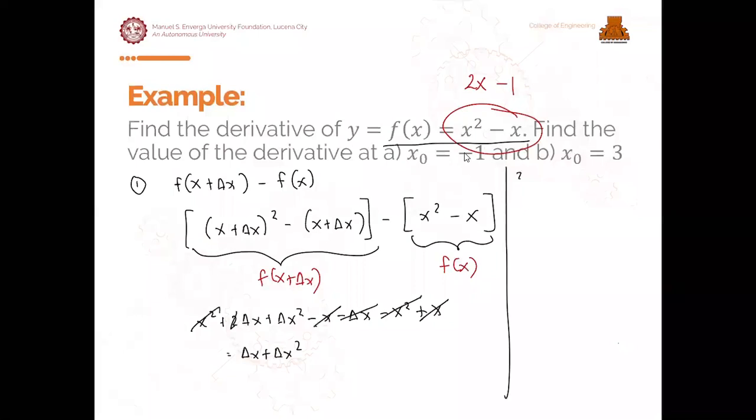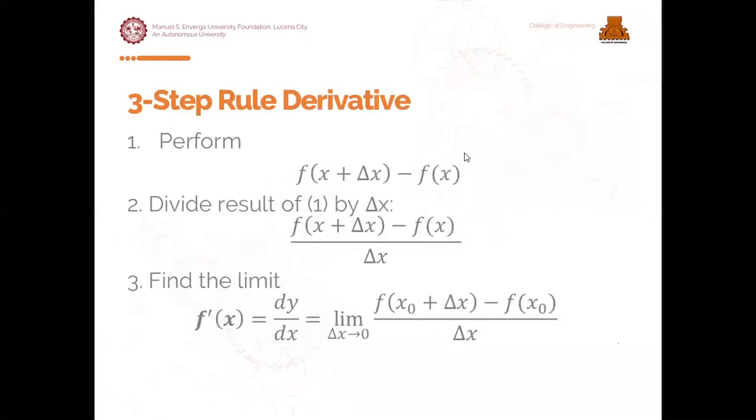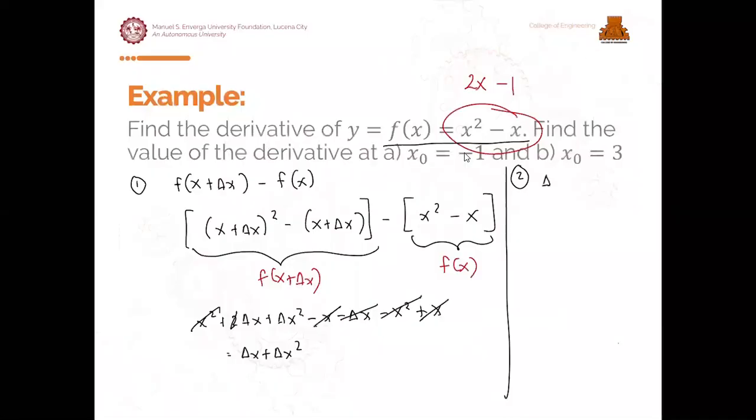Then second step, ano yung second step natin? Divide natin by delta x yung nakuha nating sagot. So delta x minus delta x squared all over delta x. O factor out natin yung taas, yung itong delta x times 1 minus delta x, over delta x. So pwede nating i-cancel out. Yung matitira is 1 minus delta x.